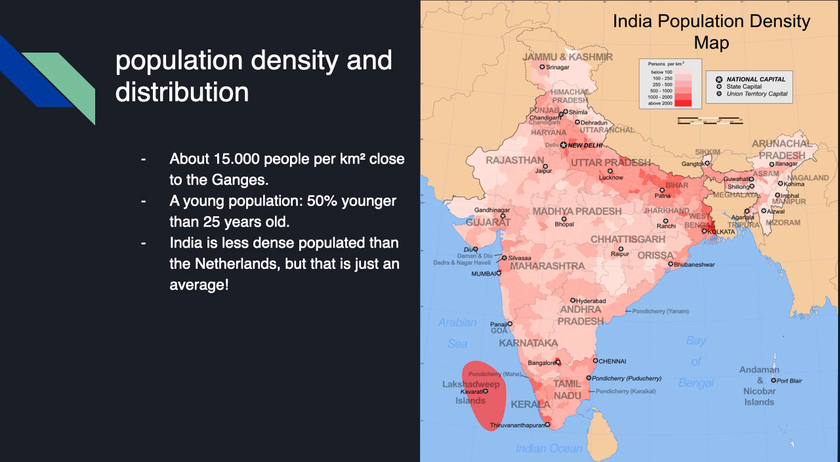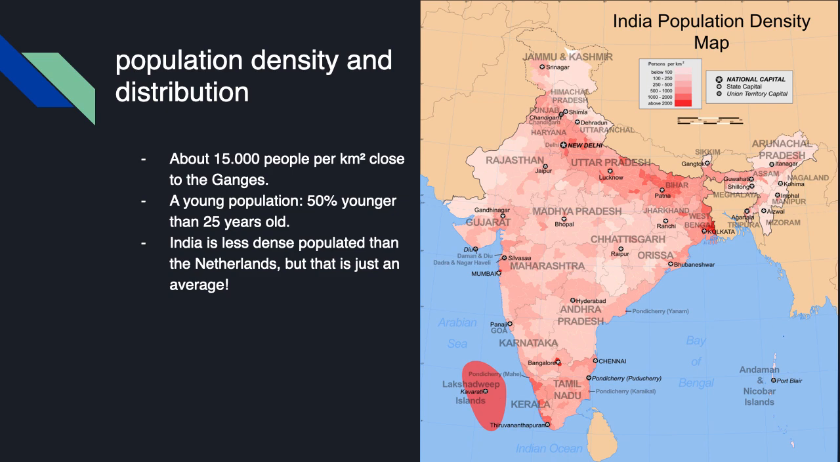And if you compare India to the Netherlands, although India does have 1.4 billion inhabitants, it is less densely populated than the Netherlands. So in the Netherlands there are more people per square kilometer than in India. But of course there's a reason for that. India is much bigger.